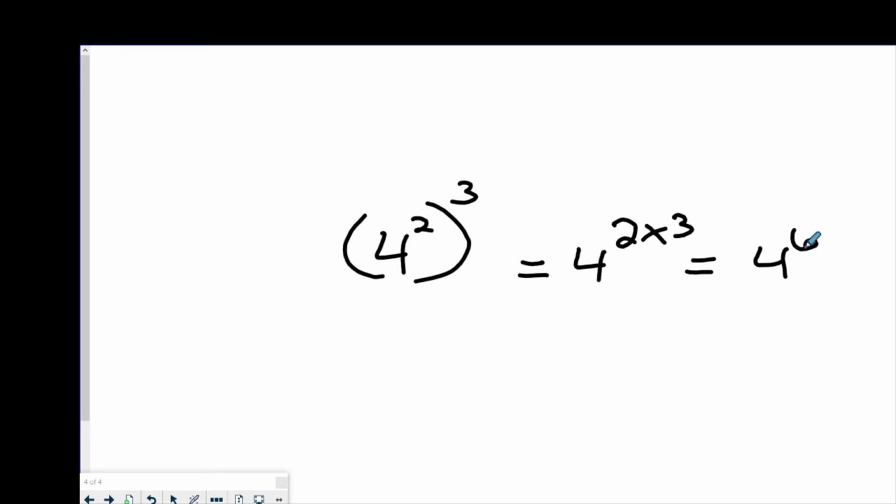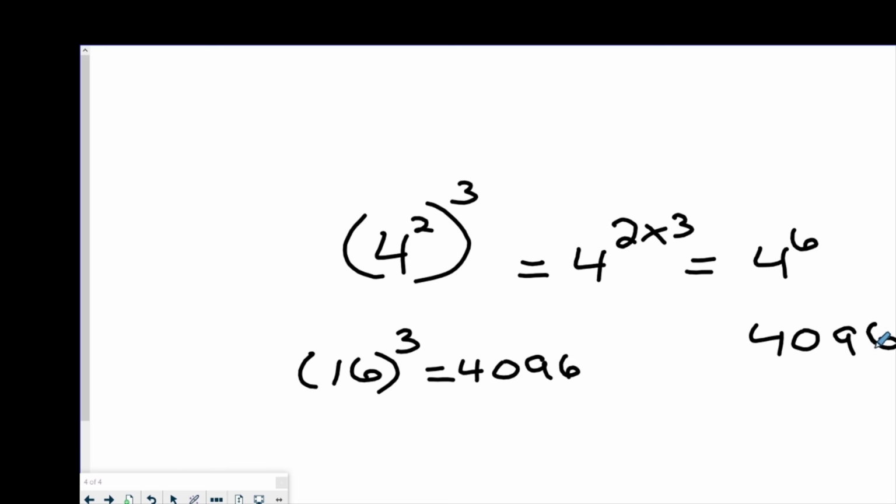And once again, we can go ahead and check that. If we do 4 squared, because remember, order of operations says we do parentheses first, 4 squared would be 16. And if I raise 16 to the 3rd power, I get 4,096. Now I go ahead and punch in 4 to the 6th in my calculator and see what that is. And that is the same thing, 4,096. So if I'm taking an exponent to an exponent, you multiply.